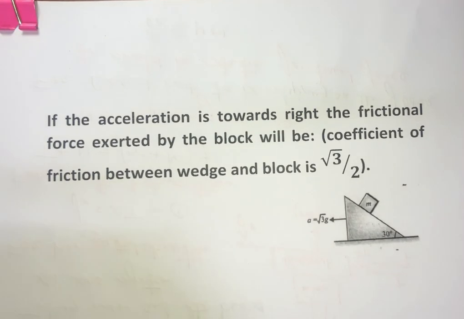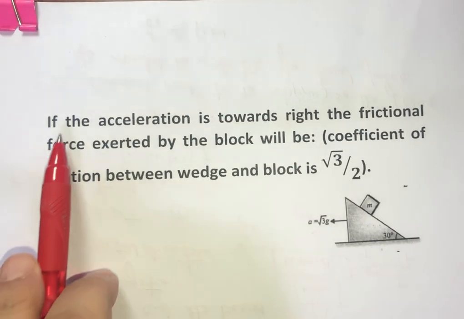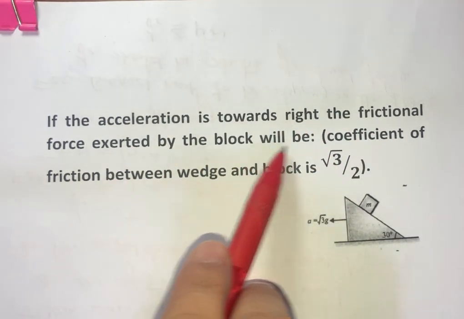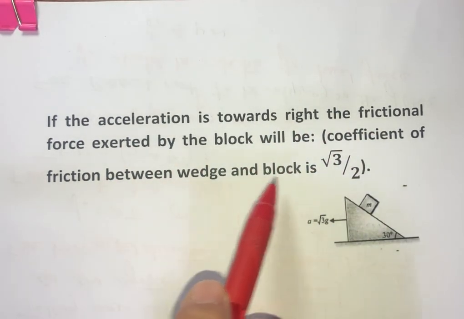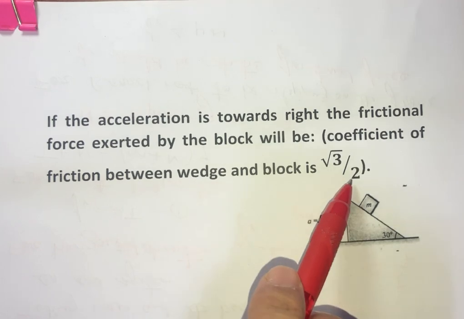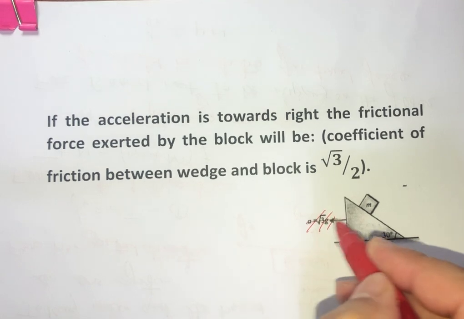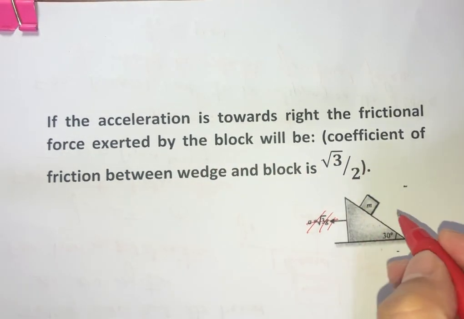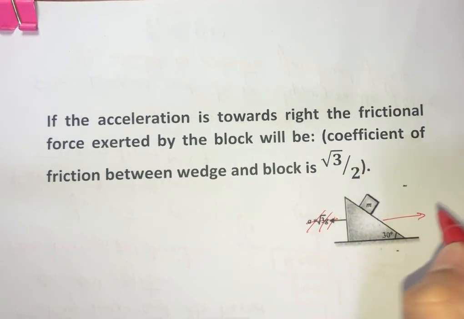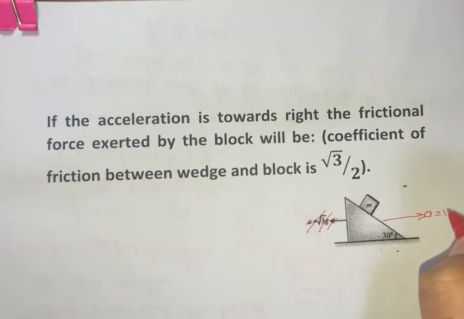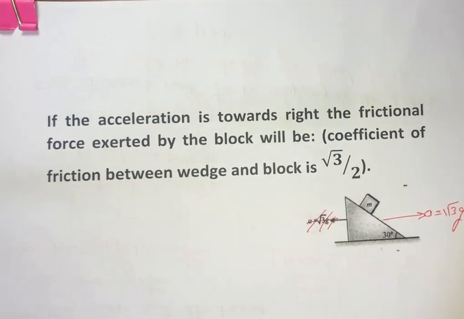Hello friends, so in today's question, if the acceleration is towards the right, the frictional force exerted by the block will be... The coefficient of friction between the wedge and the block is given as root 3 divided by 2. So here the acceleration is towards the right, in this direction. This is a slight correction, so this will be root 3 by g.